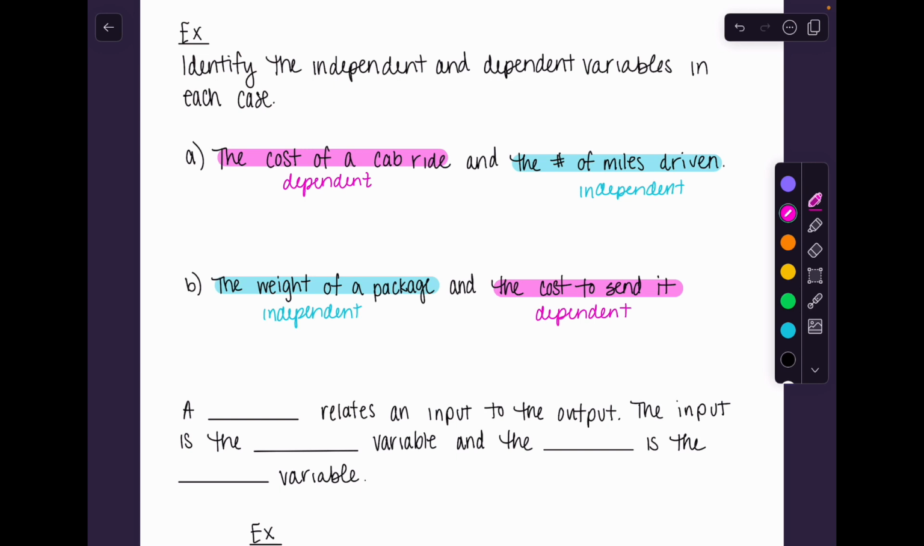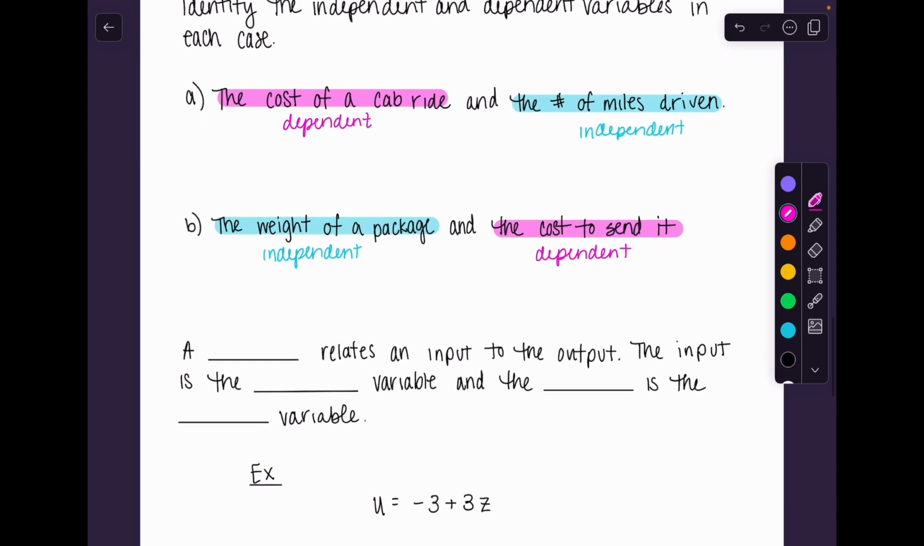And then both of these are going to change. The weight of the package, if you increase it, it's going to cost more money to send it. If you decrease it, it's going to cost less money. So there's still two things that can change, but once I impact one, it's going to impact the other. So changing the weight of the package is going to change the cost that it will take to send that out.